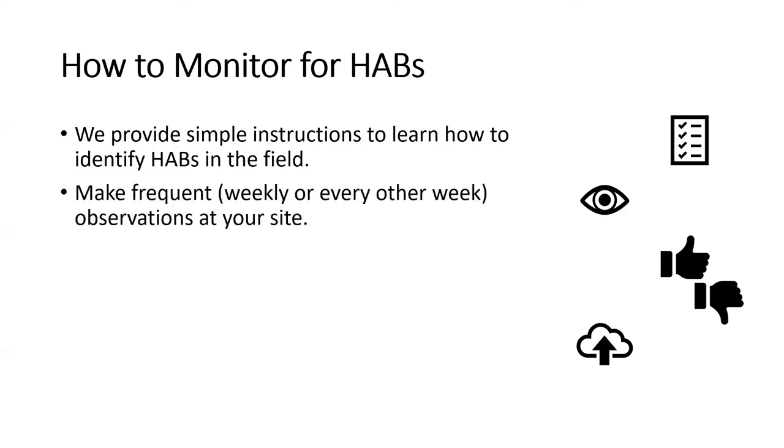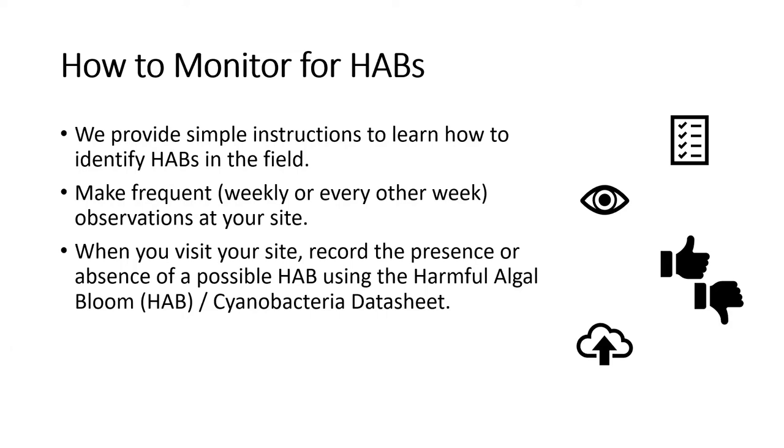And then you will go out to a site or multiple sites weekly or every other week and make those observations at your site. And the monitoring season for harmful algal blooms is usually during that recreation season, so June through October. And then when you visit your site, you'll record the presence or absence of a potential harmful algal bloom. And we have a data sheet that you can use.